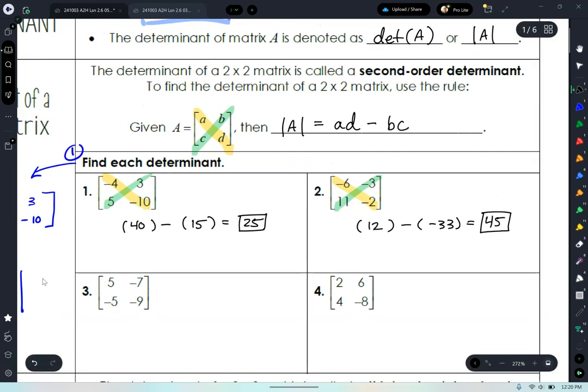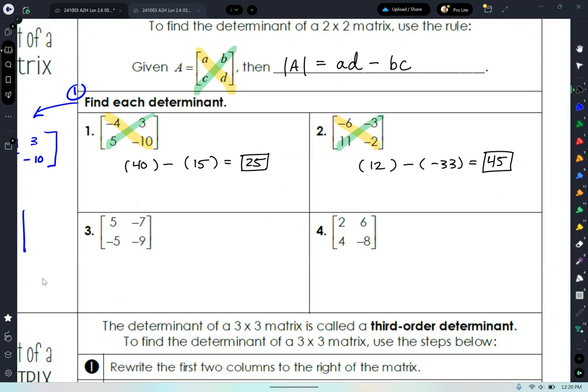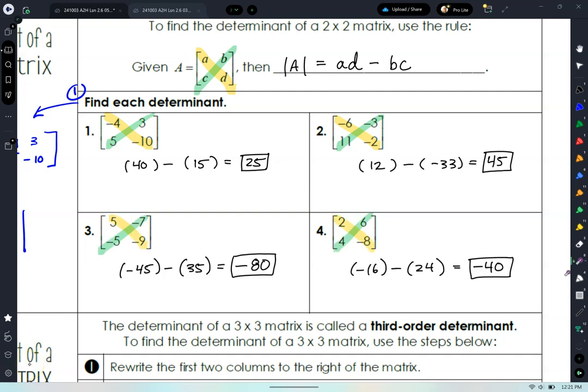All right, you do 3 and 4. Okay, ready to go. Come up with, for 3, -80, and for 4, -40. So, I mean, really, finding the determinant of a 2x2 square matrix is a really pretty quick and easy process, right? It shouldn't feel complicated. You should just be able to swipe, multiply, subtract.